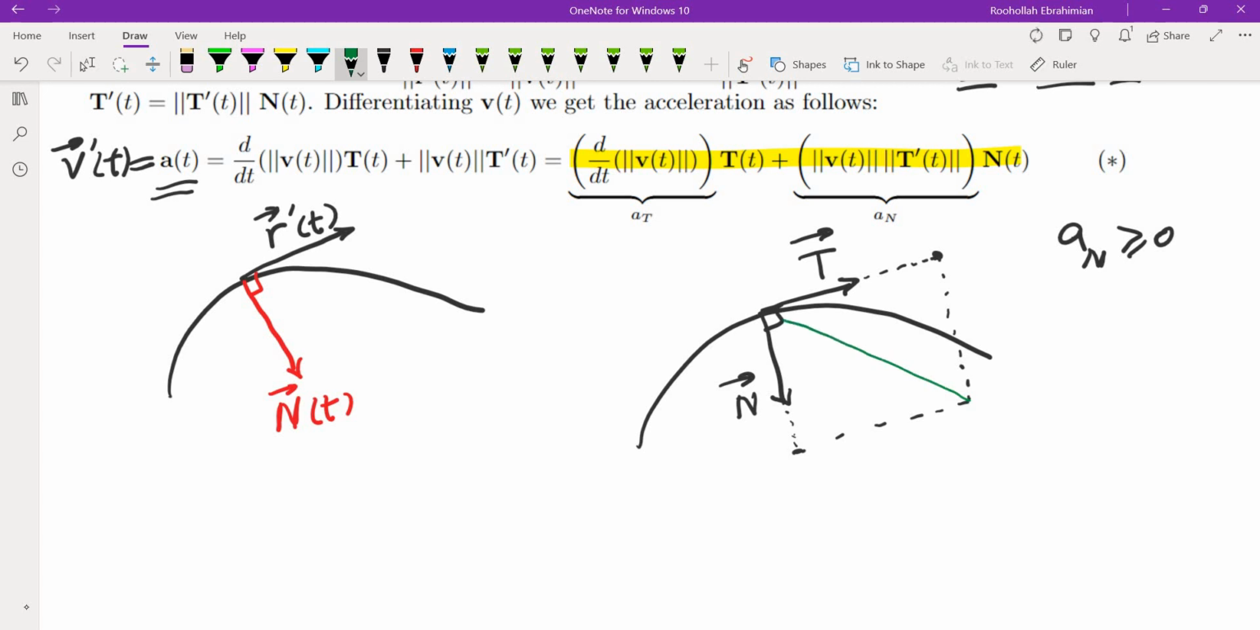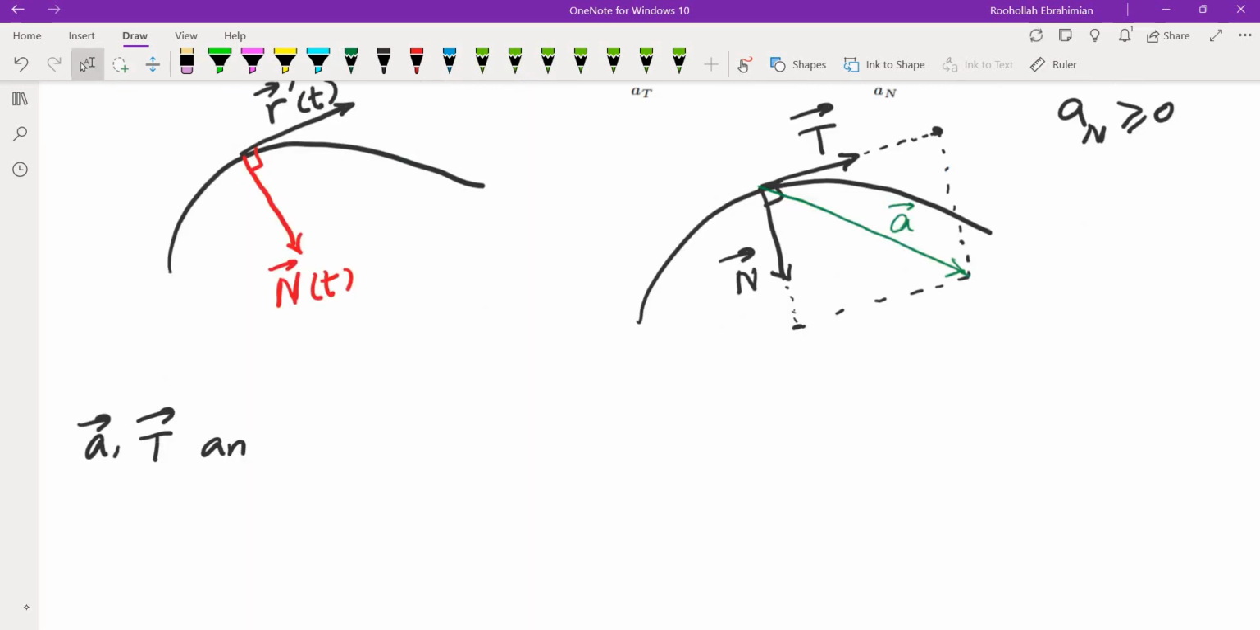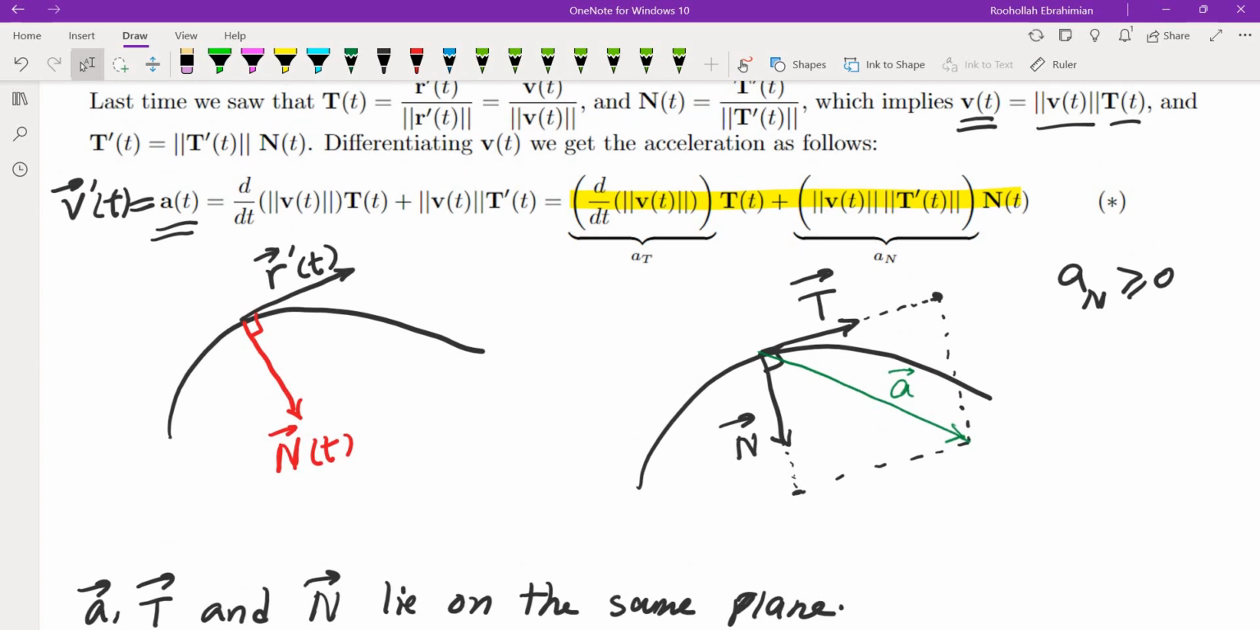So what does it mean geometrically? It means acceleration, the tangent vector, and N lie on the same plane. So if we want to find acceleration, we could just take a multiple of T plus a multiple of N, and that would give us the acceleration. And in fact, the coefficient of N in this one is non-negative because it's a product of two magnitudes.